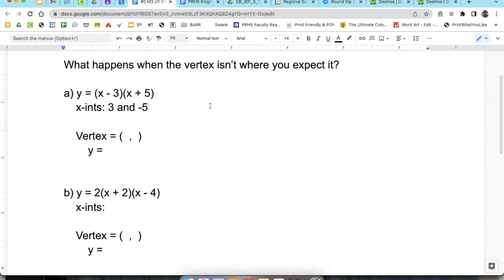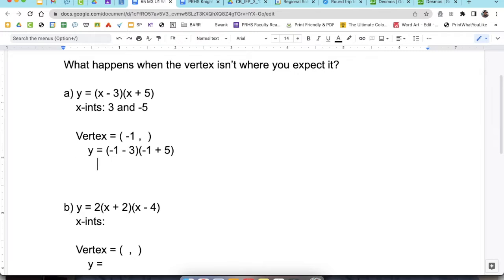Looking at this algebraically, if we know that the vertex is -1 at the x component, we can find the y component simply by plugging that x, -1, into the equation that we have. Doing a little quick math, -1 minus 3 comes out to be -4, times -1 plus 5, which comes out to be +4.